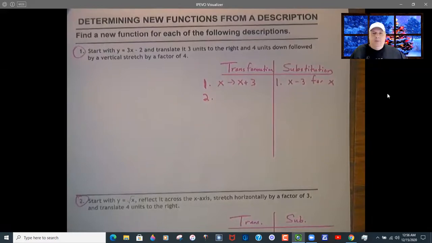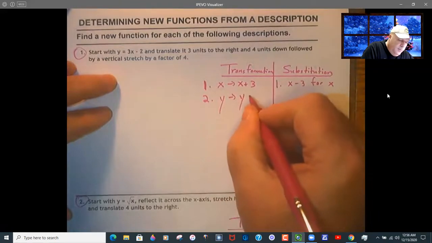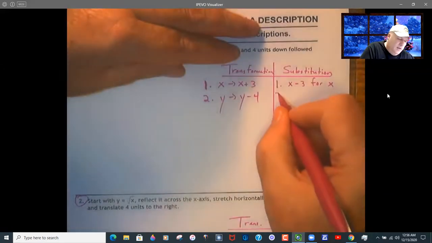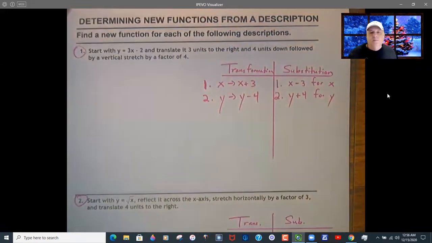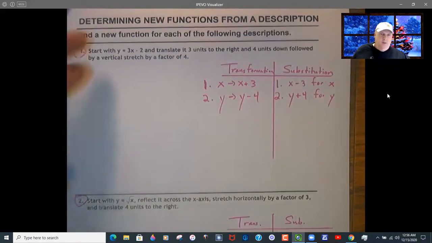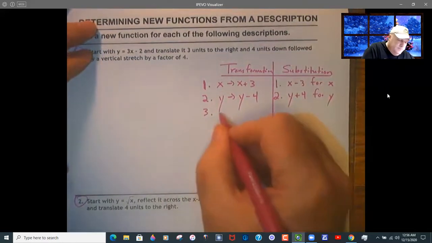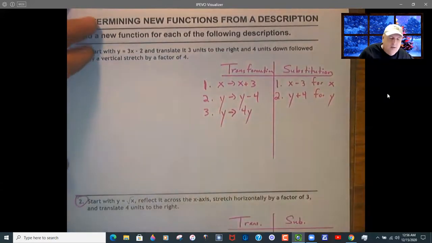Now we're going to follow this up with 4 units down. So if you have an up or down translation, you apply it to the y variable. Okay, and then just like you suspect, we're going to put y plus 4 in for y. And then whenever you substitute in for y, you solve for y. And then finally, we're going to follow this with a vertical stretch by a factor of 4. So vertical is y. So there's the notation there.